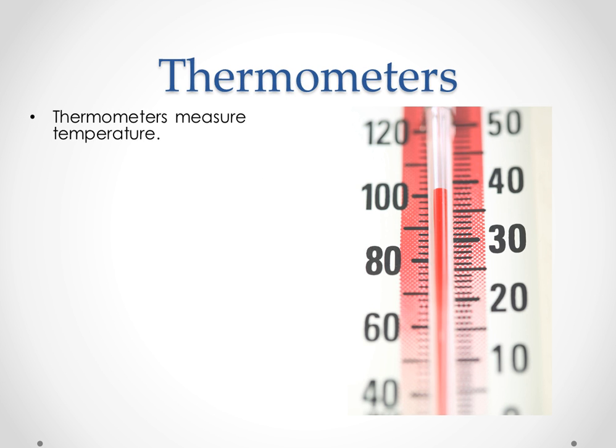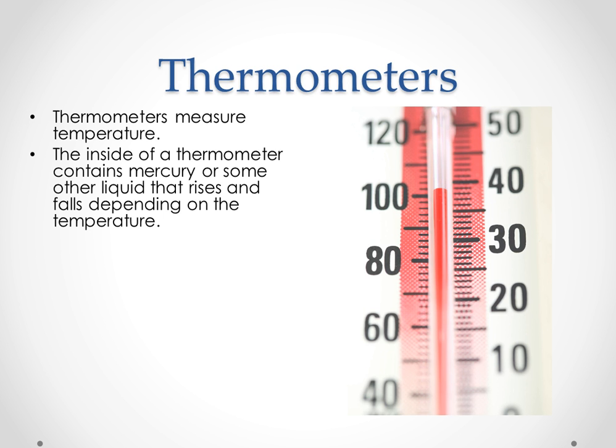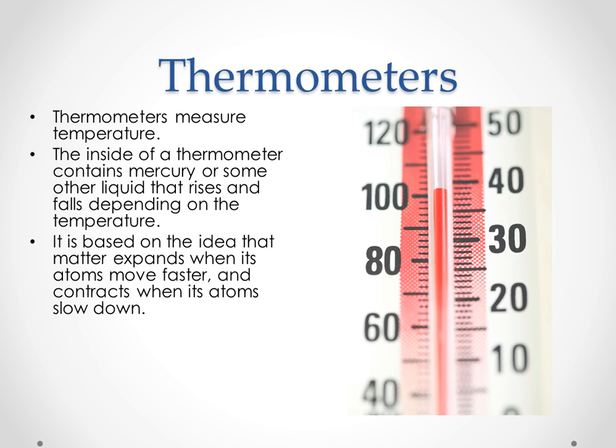How do we measure temperature? We use thermometers. The inside of a thermometer contains mercury or some other liquid that rises and falls depending on the temperature. Nowadays, they use some other liquid rather than mercury because mercury can be pretty dangerous to the human body if it's out and they are exposed to it. So usually now they use some other liquid. When they first started using thermometers, they used mercury, but not so much anymore.